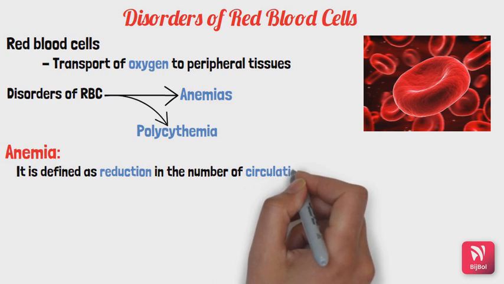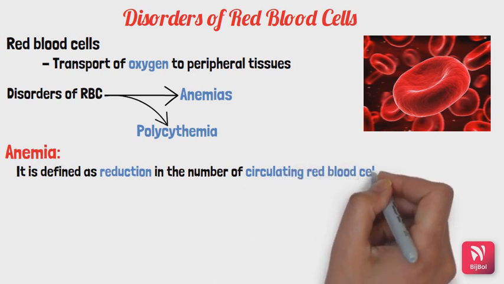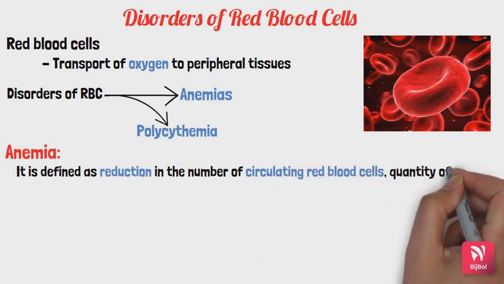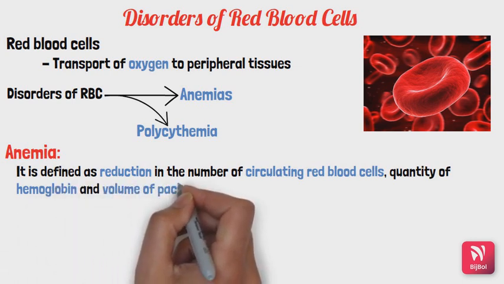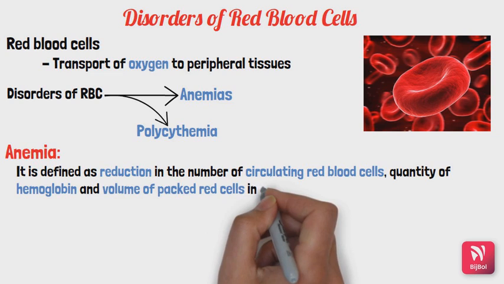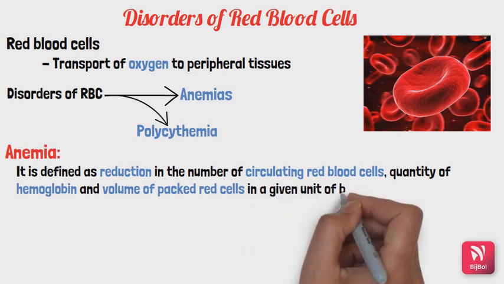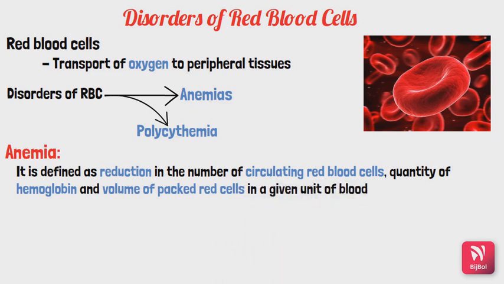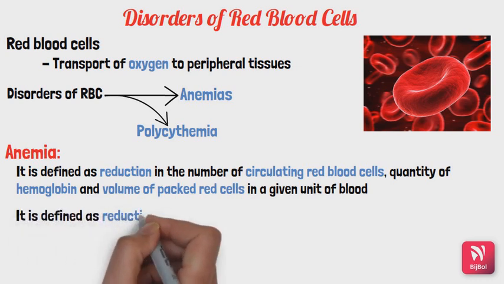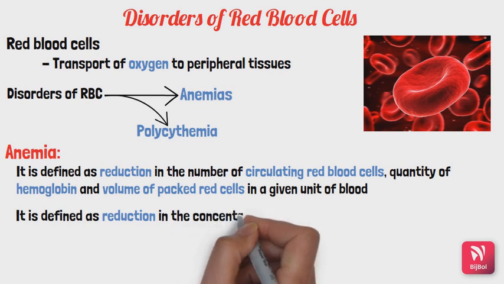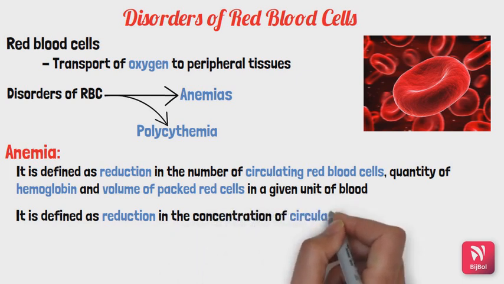Okay, so what is the definition of anemia? There are different definitions given for anemia. Here we will be discussing two definitions, and we will see the first one. It is defined as a reduction in the number of circulating red blood cells or quantity of hemoglobin and volume of packed red cells in a given unit of blood. So as the definition goes, there is a reduction in the number of circulating red blood cells. When there is a decrease in RBCs, there will be a decrease in hemoglobin also, resulting in anemia.